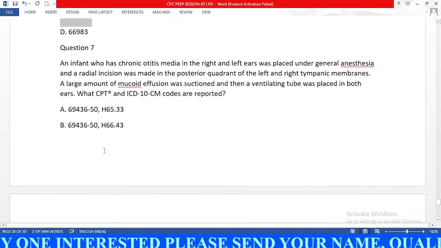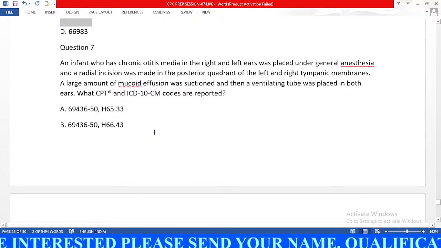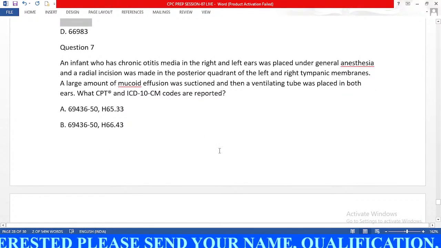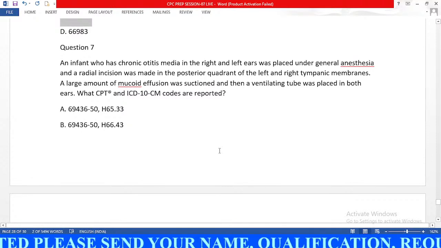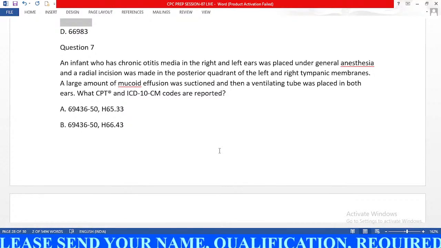So we'll go ahead with question number 7. I think most of the people wrote the correct answer for this question. Congrats guys. Keep it up. No worries Rohit.